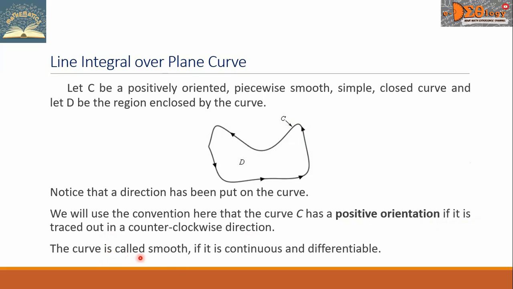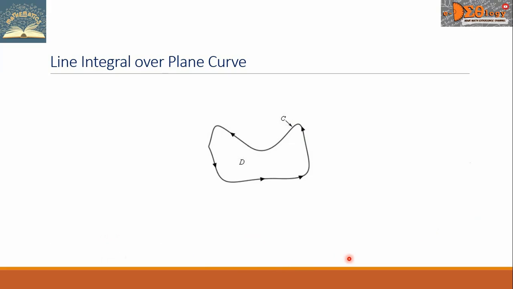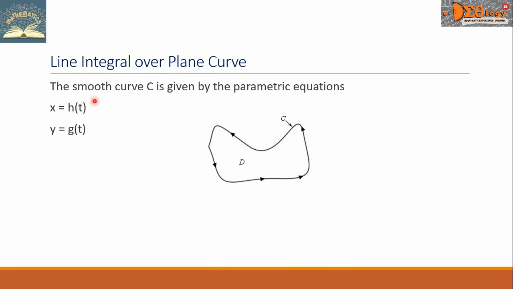The curve is called smooth if it is continuous and differentiable. The smooth curve C is given by the parametric equations x equals h of t and y equals g of t. The parameter t is between the values a and b.